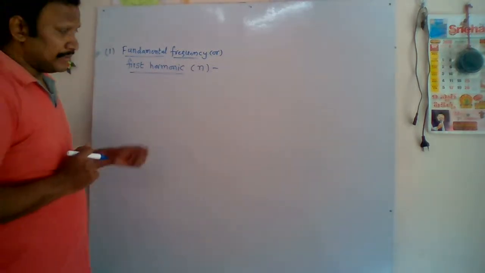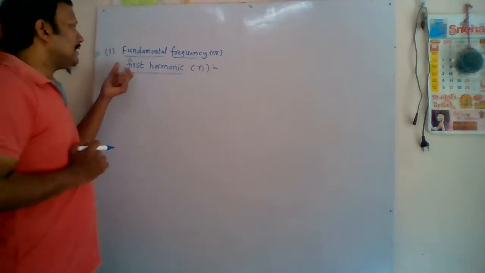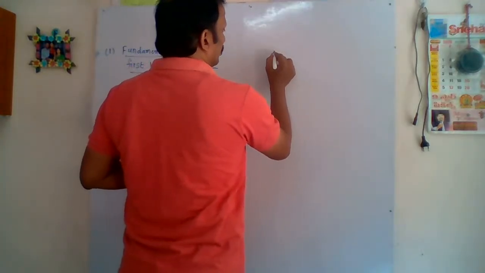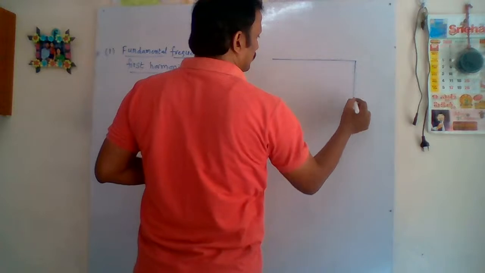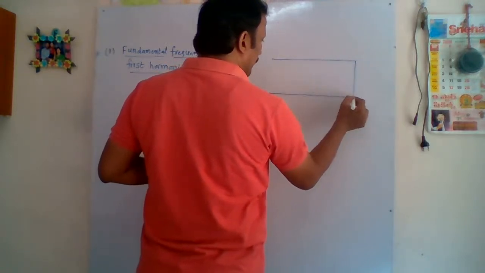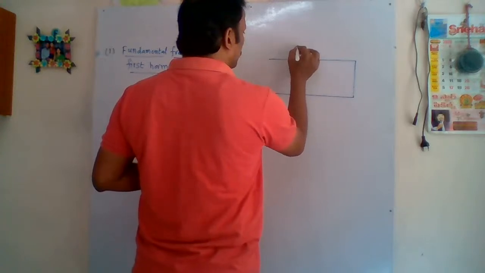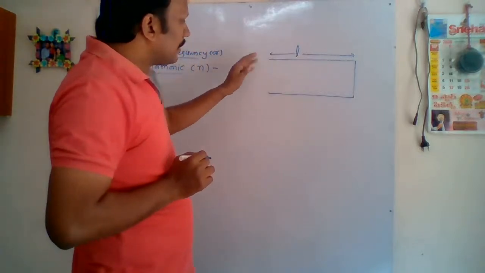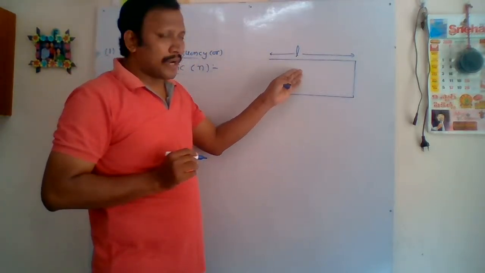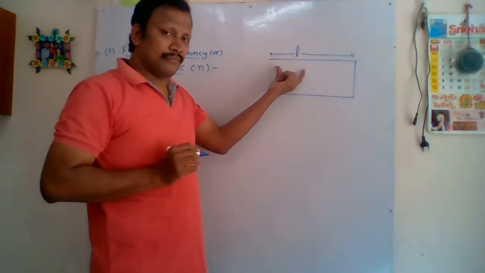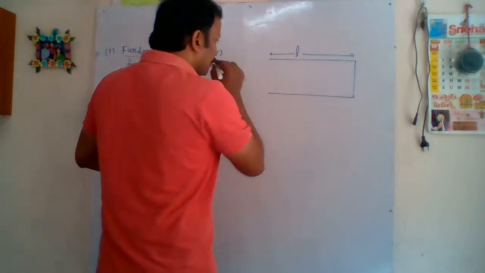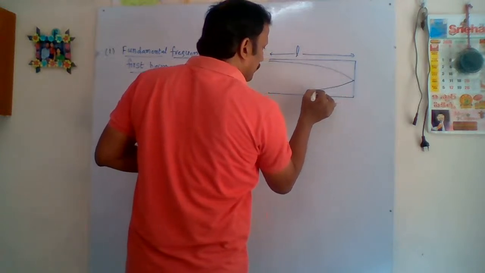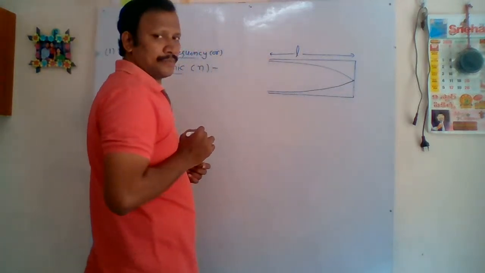So in the case of a closed pipe, under what conditions will we get the fundamental frequency? Okay, so diagram compulsory. Here I am taking a closed pipe having a length L. Whenever a sound wave is sent into this pipe, the air column will vibrate, and then stationary waves are produced.